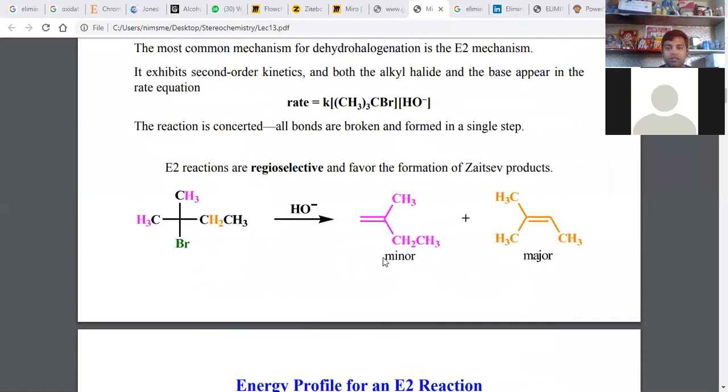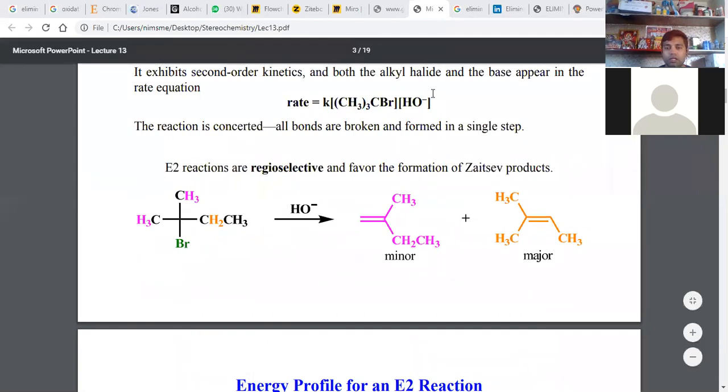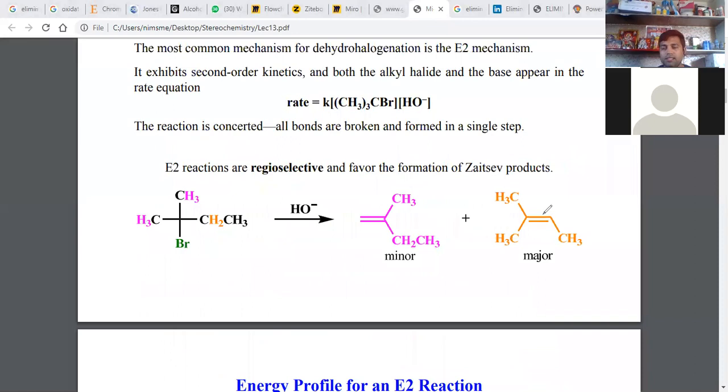You can see here, this is the minor product and this is the major product. Why is this the major product in this case? This is the major product because across this carbon-carbon double bond, carbon 1, carbon 2, we have 3 substitutions, 1, 2, 3. So this alkene is more substituted compared to this one.